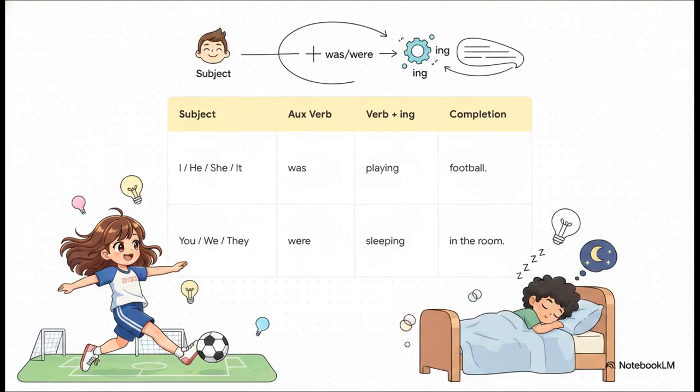So how do we actually build these sentences ourselves? Honestly, think of it just like a simple math formula. You really only need a few basic ingredients. First, you take your subject. Then you add the past tense to be verb, which is going to be either was or were, depending on who you're talking about. And finally, you just slap an ing onto your main verb. I was playing. They were sleeping. It's an incredibly reliable, essentially unbreakable formula.